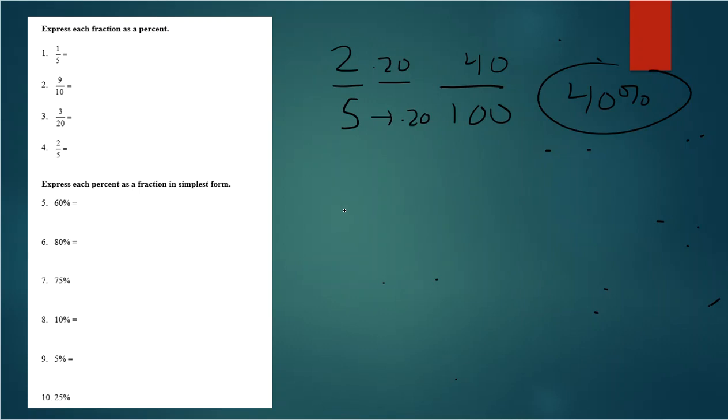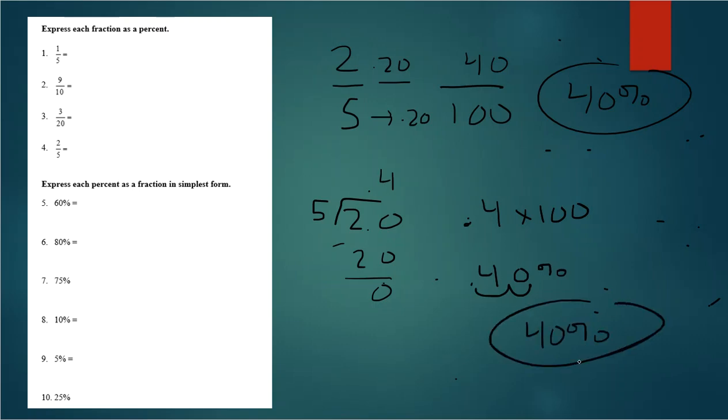Okay, now if you're using the decimal way, where you change this fraction to a decimal, 5 goes into 2 4 times, so that would give us 0.4. And then to go from a decimal to a percent, we have to multiply by 100. When you take 0.4 and multiply by 100, you're basically going to move the decimal 2 places to the right, add a 0, and a percent sign. So 0.4 is basically just 40%.